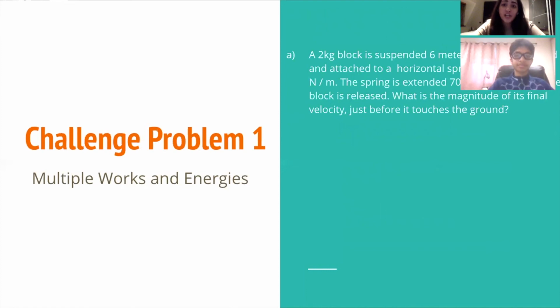And now we have some challenge problems at the end, and these will be combining the ideas of work and energy that we've been working on before. We have a 2-kilogram block suspended 6 meters above the ground and attached to a horizontal spring with stiffness of 10 newtons per meter. The spring is then extended 70 centimeters and the block is released. What is the magnitude of its final velocity just before it touches the ground? So again, 3 seconds, pause the video, try this out. Maybe try drawing a diagram because that always helps.